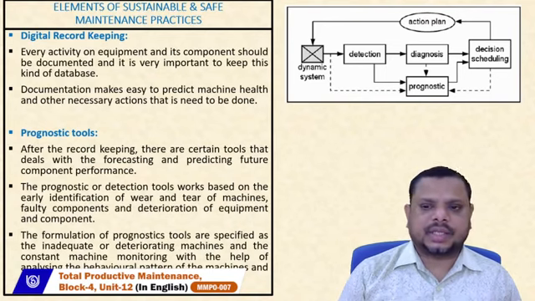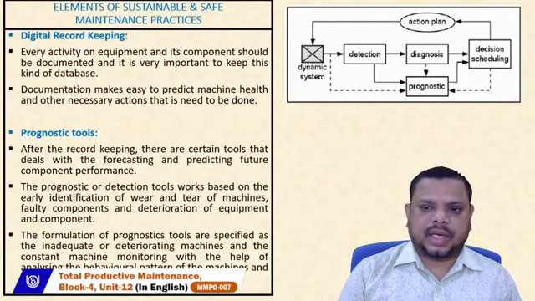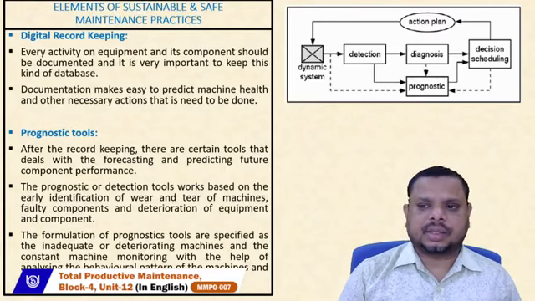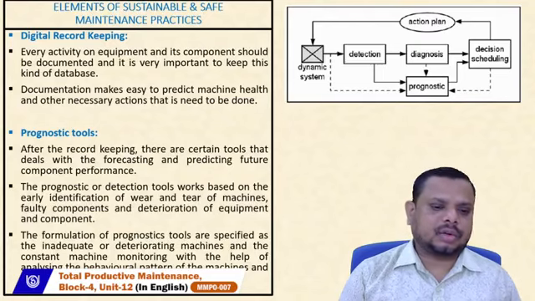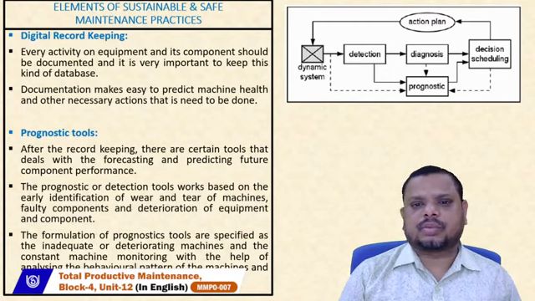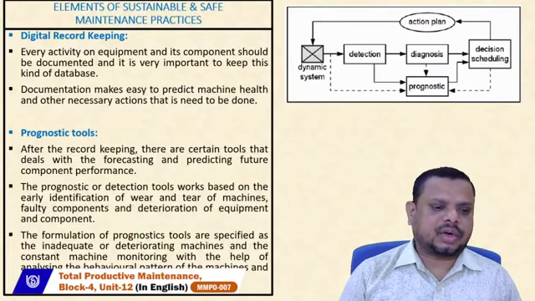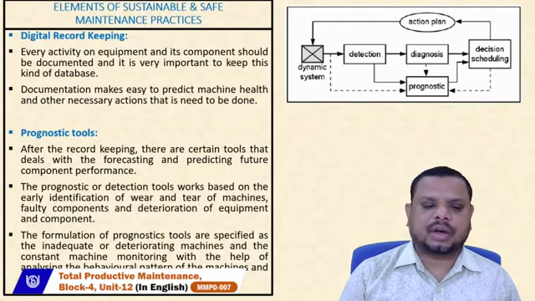So this detection tool can easily identify machine wear and tear, or maybe deterioration of different components or equipment. And if you identify through the analysis that any kind of wear and tear has happened to that particular machine or specific machines, immediately you go for decision making. And before the decision making, you have to go for a proper action plan so that you can easily understand and go for constant machine monitoring with the help of the behavioral pattern of the machines.